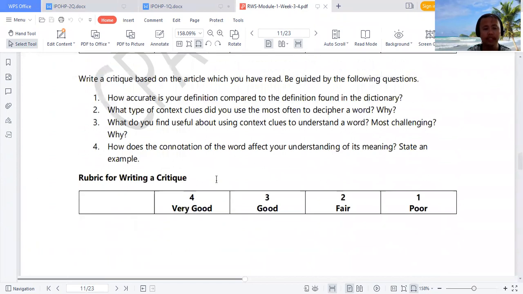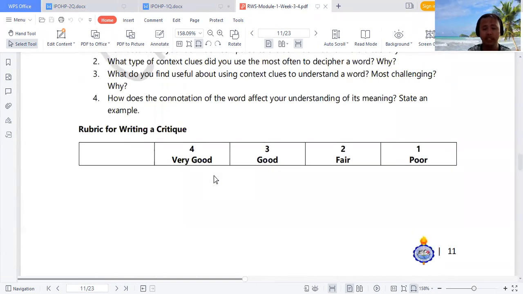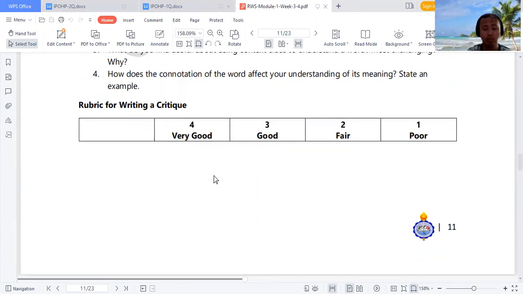So next here is: write a critique based on the article which you have read. Be guided by the following questions. Number 1, how accurate is your definition compared to the definition found in the dictionary? What type of context clues did you use most often to decipher a word? Why? What do you find useful in using context clues to understand a word? How about the most challenging? Why? How does the connotation of the word affect your understanding of its meaning? State an example. So please be guided by the rubric here: 4 is very good, 3 is good, 2 is fair, and 1 is poor.